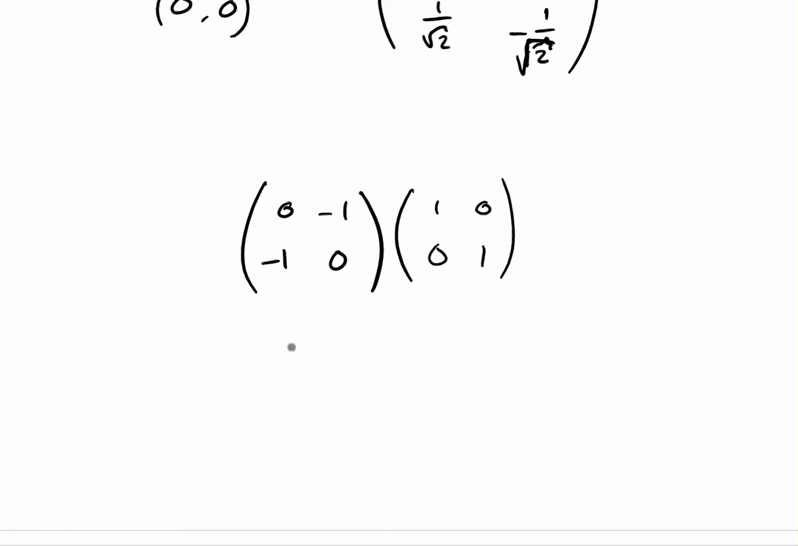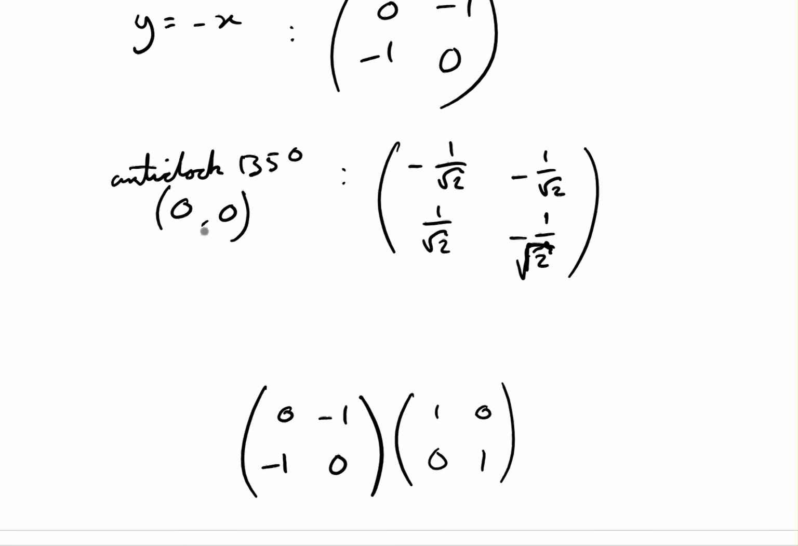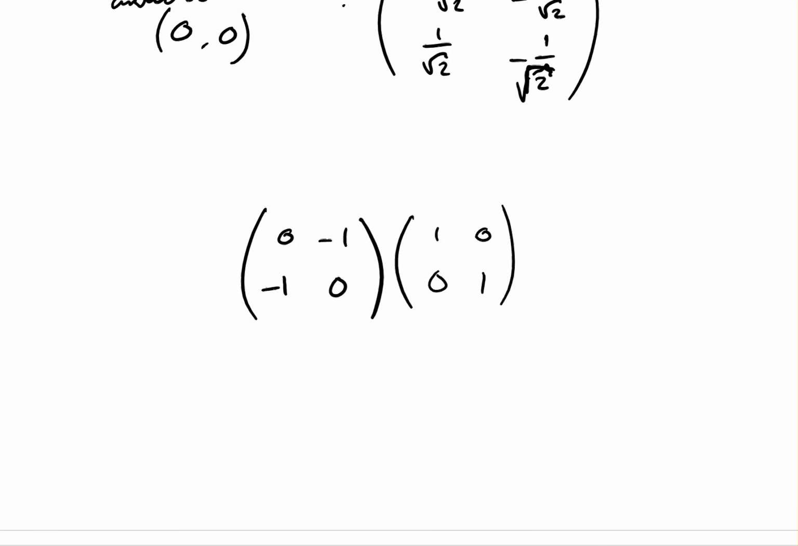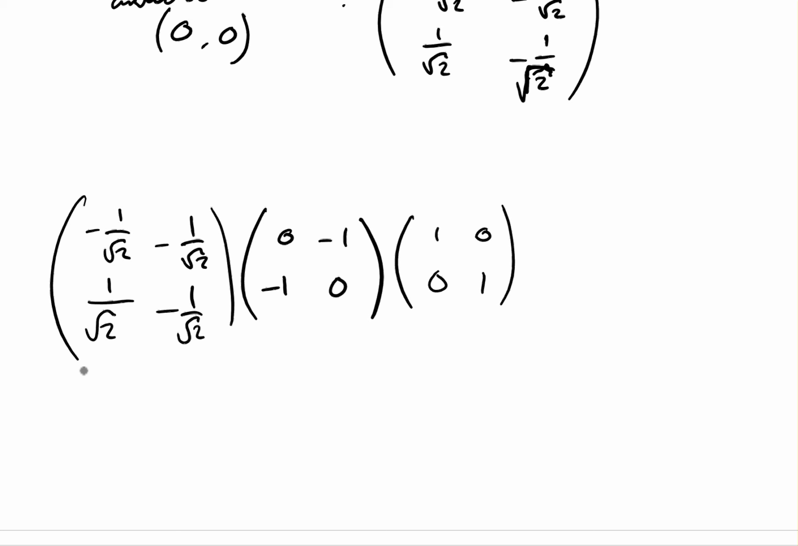And then we want to multiply all of that by our anti-clockwise 135 degrees about the origin matrix, which is this thing here: 1 over root 2, negative 1 over root 2, negative 1 over root 2. We just multiply those out. This is just matrix multiplication, and I've already done that in another video. We should get 1 over root 2, 1 over root 2, 1 over root 2, negative 1 over root 2. And there we go.